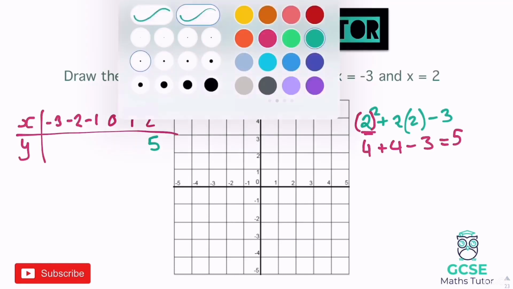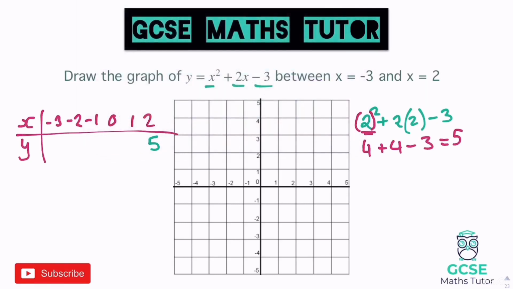Let's have a look. So 1 squared is 1, add 2 is 3, take away 3 is 0. 0 squared is 0, add 0 is still 0, take away 3 is negative 3. And here's where we need to be careful. So the first one here is negative 1. If I'm going to do this on a calculator, I'll write my working out down. Negative 1 squared, add 2 lots of negative 1, and then take away 3.